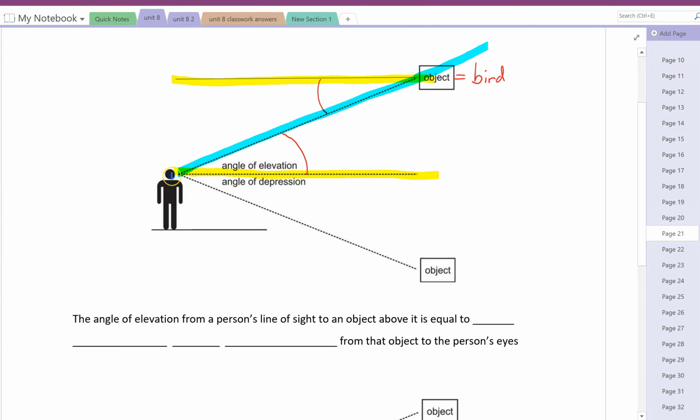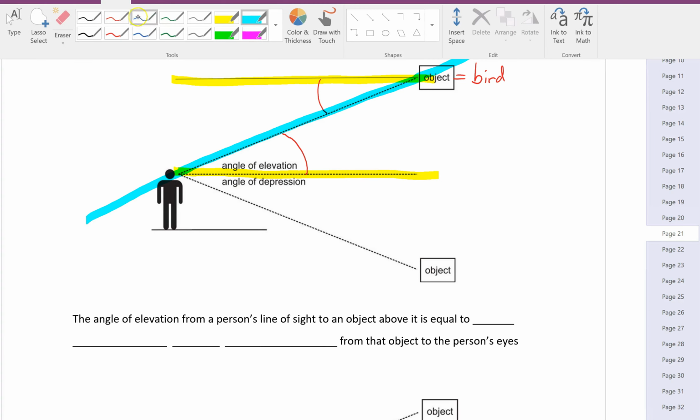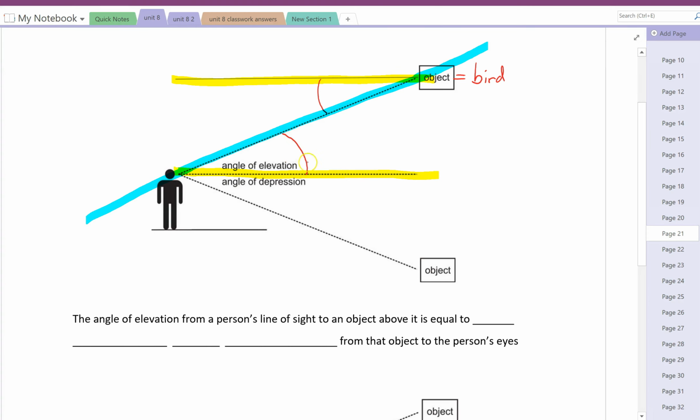This blue line I'm sketching in here, or highlighting in, would be a transversal. What that means is that the angle of elevation of your line of sight up to the bird, let's say this is 20 degrees, is always going to be equal to the angle of depression of that bird looking down at you.